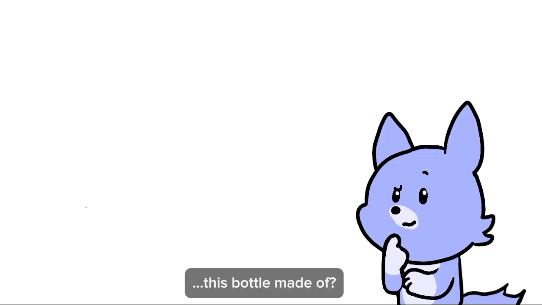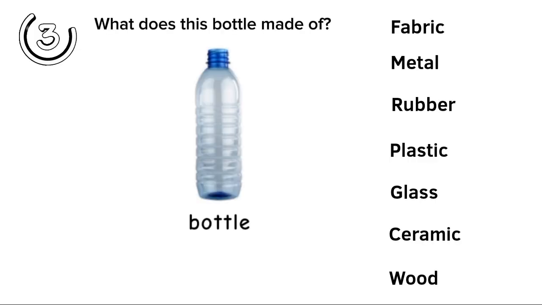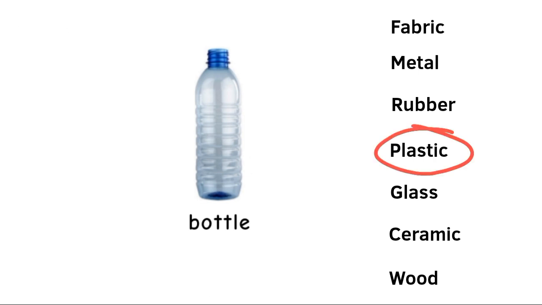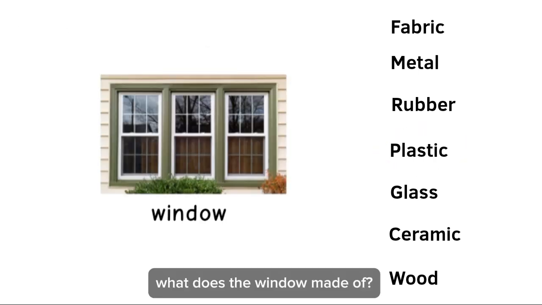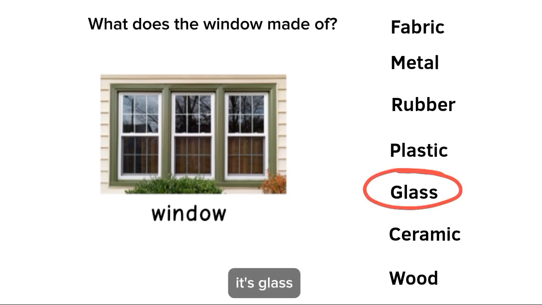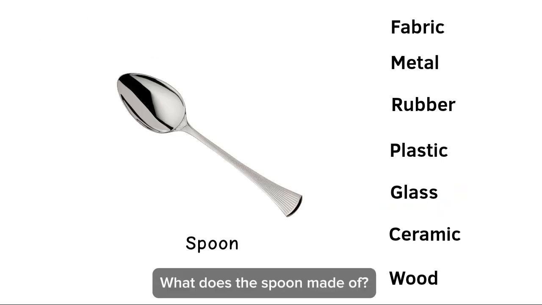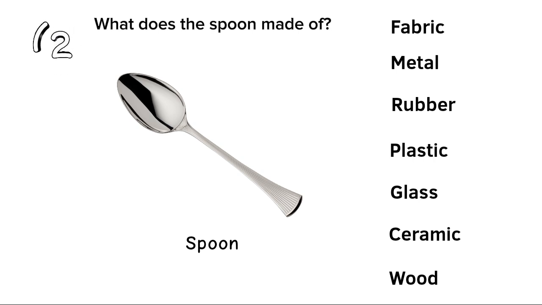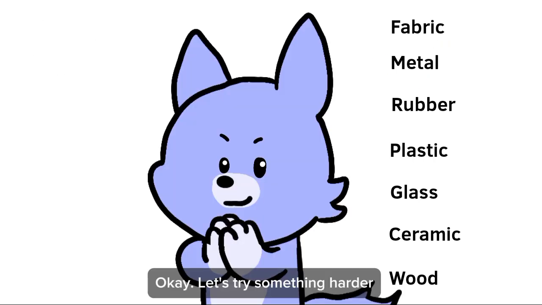Okay, we start with something easy. What is this bottle made of? Okay, it's plastic. What is the window made of? It's glass. What is the spoon made of? It's metal.